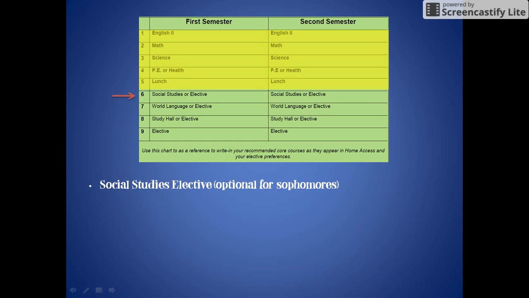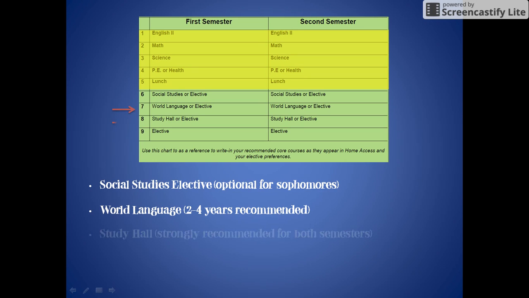Social studies electives are optional for sophomores. However, if you are planning on applying to a 4-year university, we require at least 3 to 4 years for that. For world language, again, it is recommended to take at least 2 to 4 years if you're successful and you're planning on applying to a 4-year university. Your counselor will recommend a study hall for both fall and spring in order to give you time to meet with teachers or utilize the many resource rooms that we have. The rest of your schedule would be available for additional electives that you get to choose.